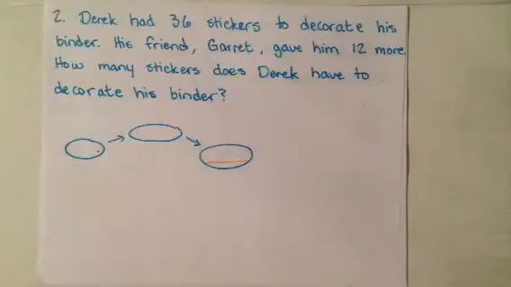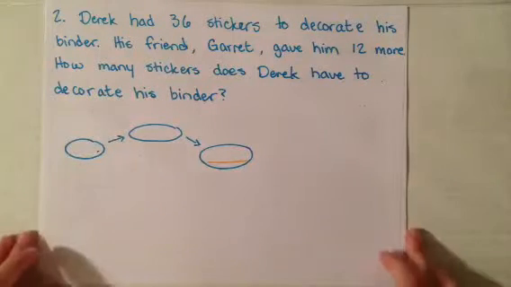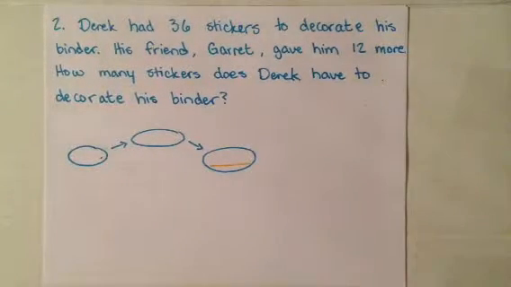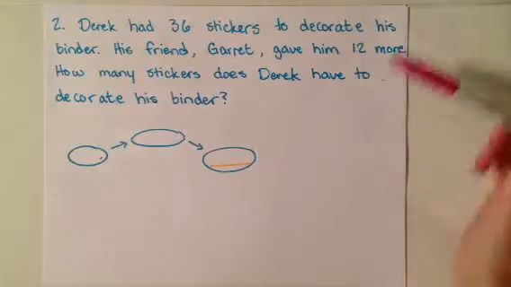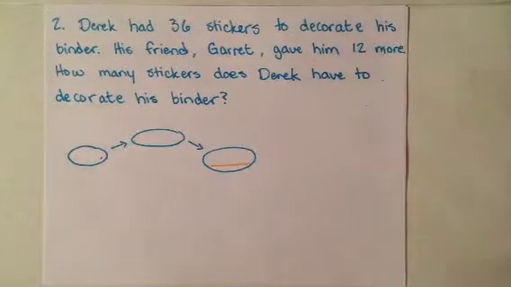Let's look at the next problem. This one we will do in the representational phase. Derek had 36 stickers to decorate his binder. His friend Garrett gave him 12 more. How many stickers does Derek have now to decorate his binder? This is a change problem. He had 1 quantity at the beginning. Someone gave him some more and changed his quantity, and we need to find out what the end quantity is now.